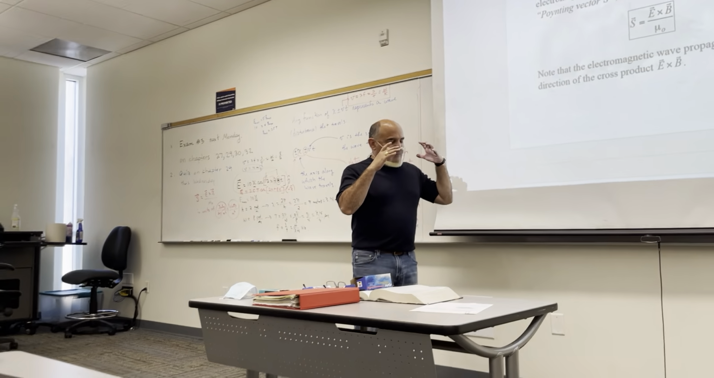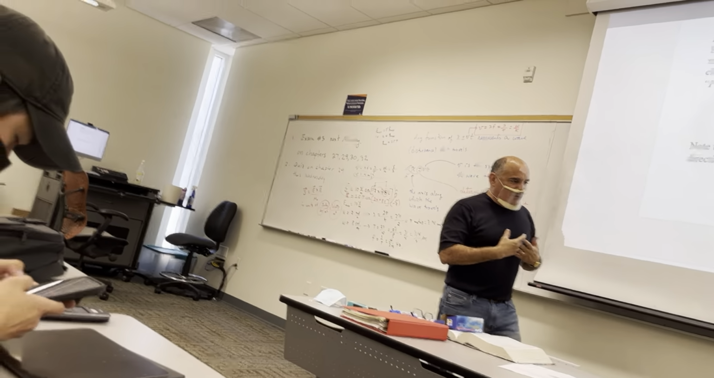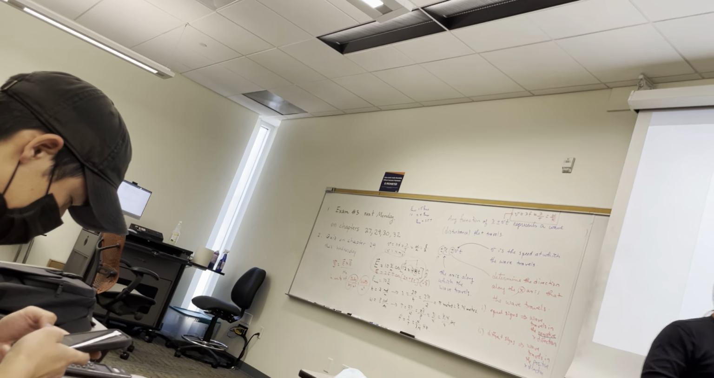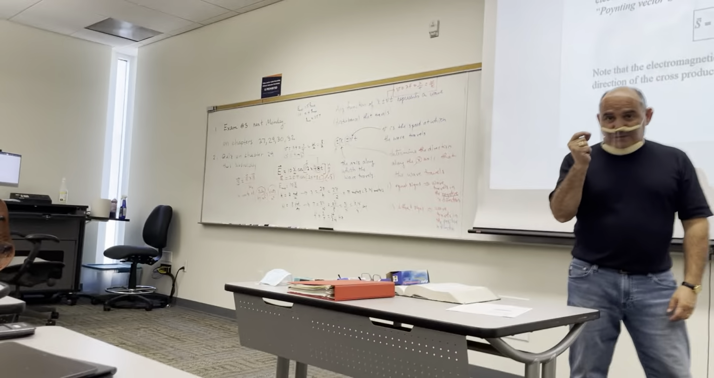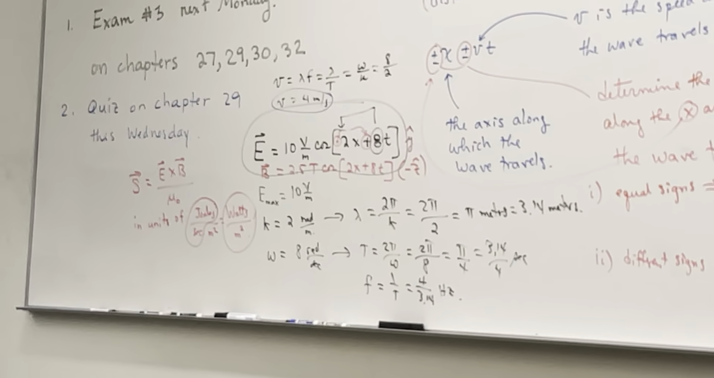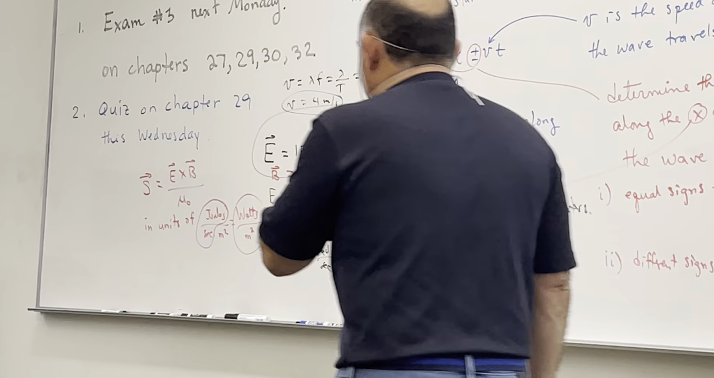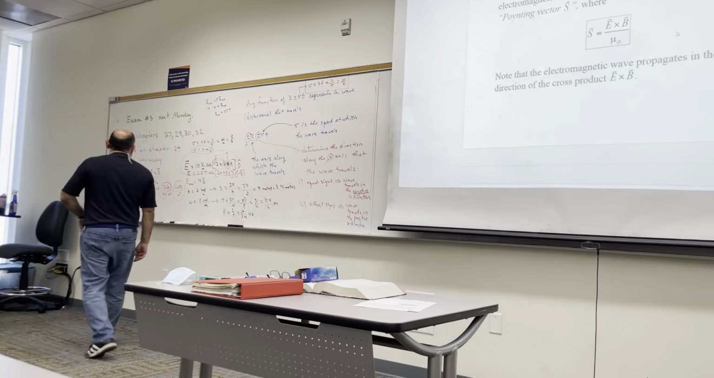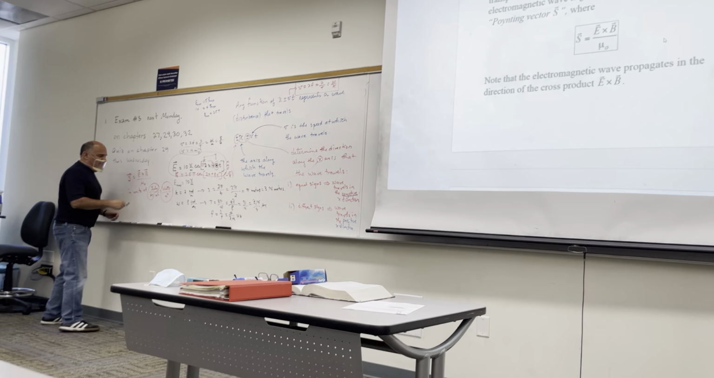The intensity is joules per second per meter squared. It is the energy transported by the wave in a time interval of 1 second, through an area of 1 meter squared, where that area is perpendicular to the direction that the wave travels. That's the definition of intensity.